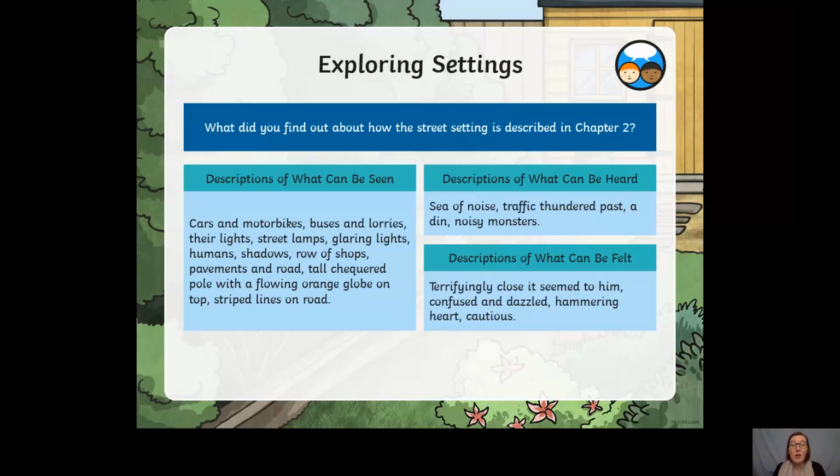A description of what can be felt. So he could feel that the cars were terrifyingly close to him. And remember, he was very confused and dazzled by those lights. And he had a hammering heart because he felt very frightened. He was feeling very scared, wasn't he? And he was very cautious. Do you remember he started to walk out onto the road and then he quickly ran back and stood up against the wall. He was quite cautious.